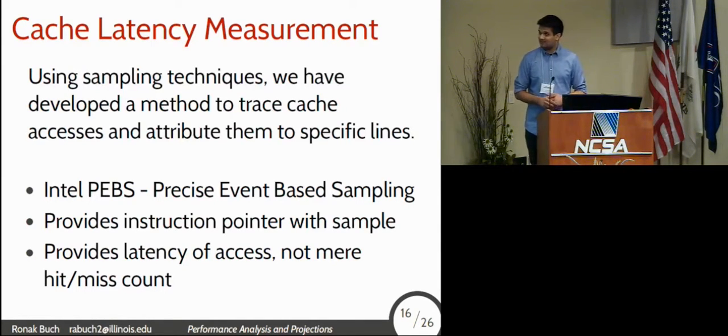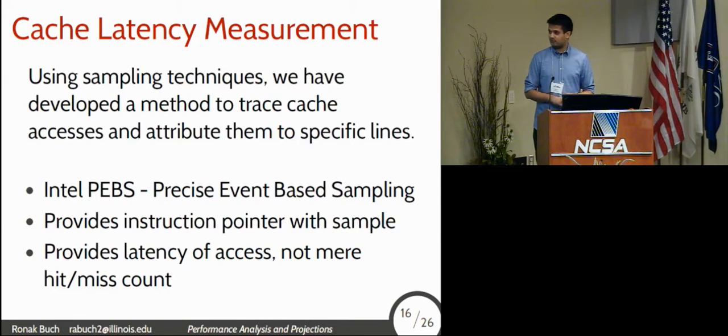What we decided to do was use a sampling technique to trace accesses in applications and then attribute them to specific source lines in an application. The way we did this is by using a function of some of the new Intel processors. I think it's on a lot of Nehalem cores and newer, called PEBS, which stands for Precise Event-Based Sampling. Sampling is useful in this case because it's very low overhead. We're not getting every occurrence of a data access, but we're getting a lot of them and enough to give us insight into what the application is doing.